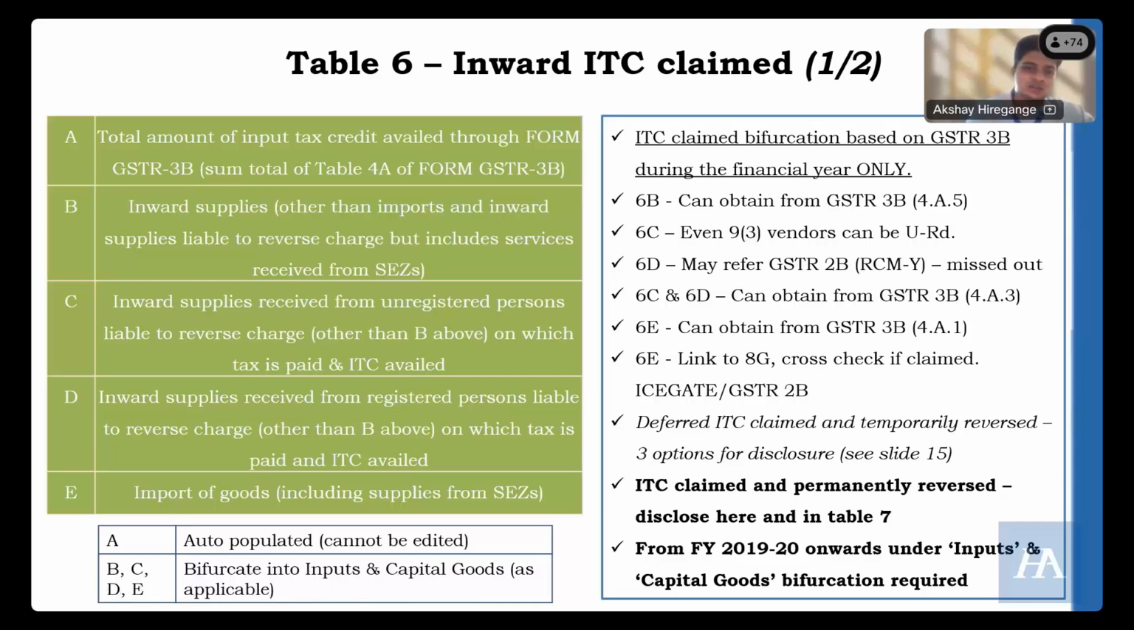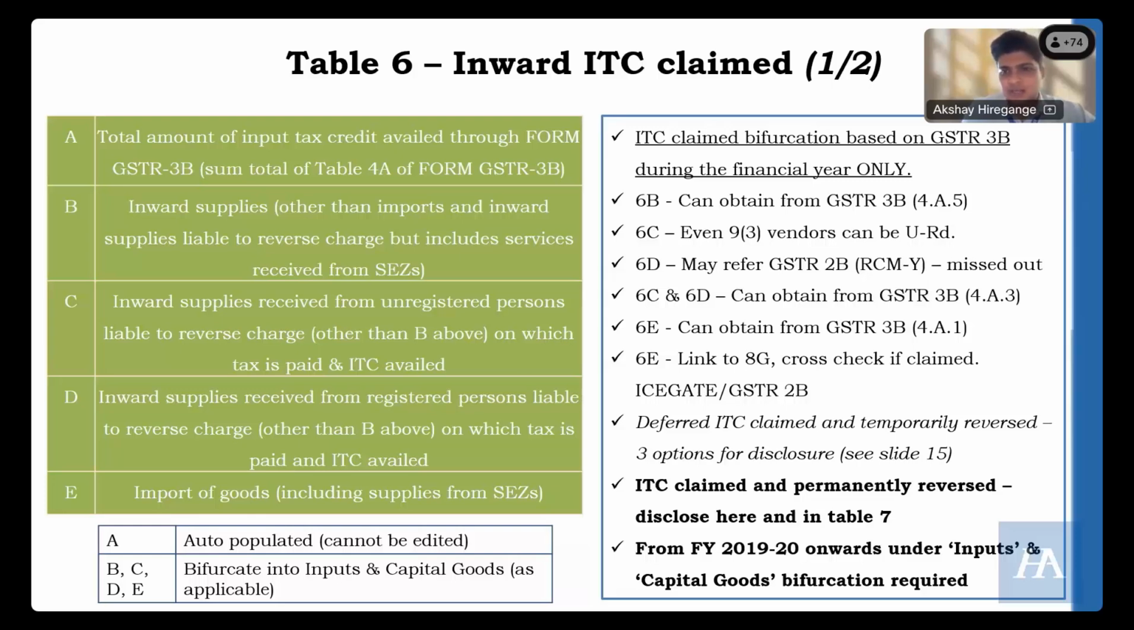But in your GSTR 2B, that entry will appear only once. How do we take the decision on that? We will come to that. All the other tables here have a bifurcation between input, capital goods, and input services. Input and capital goods are mandatory. Input services is optional, can be clubbed with the inputs.